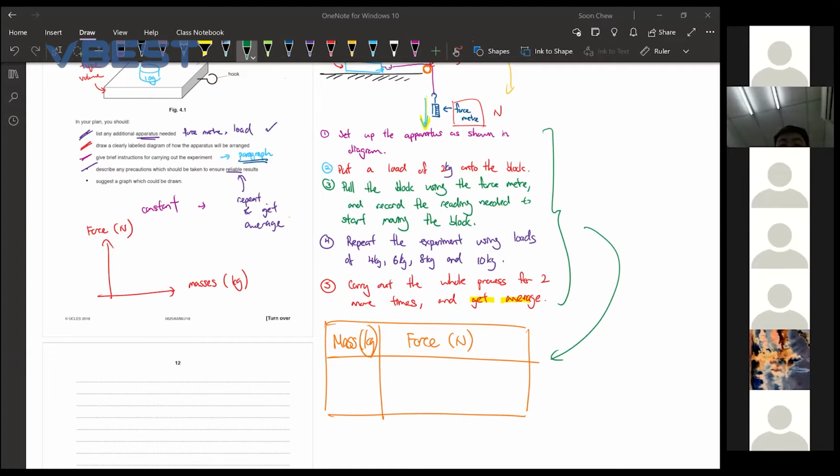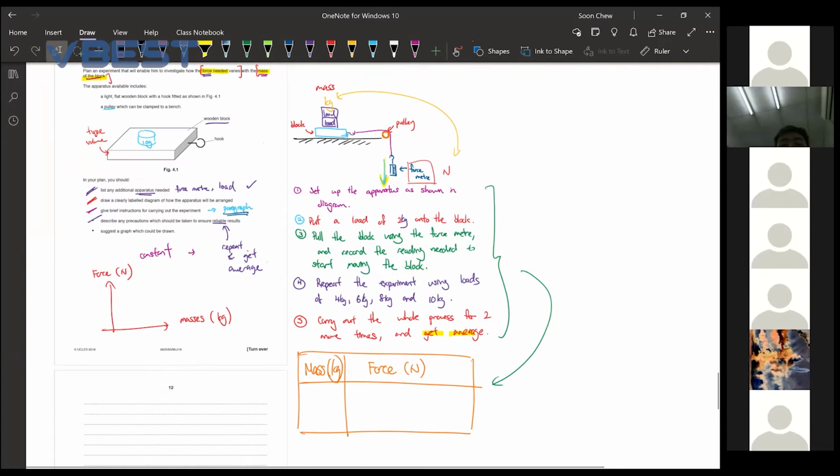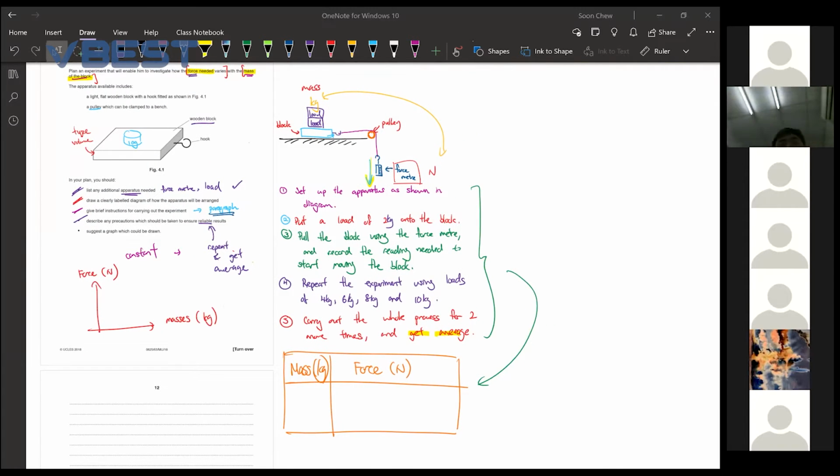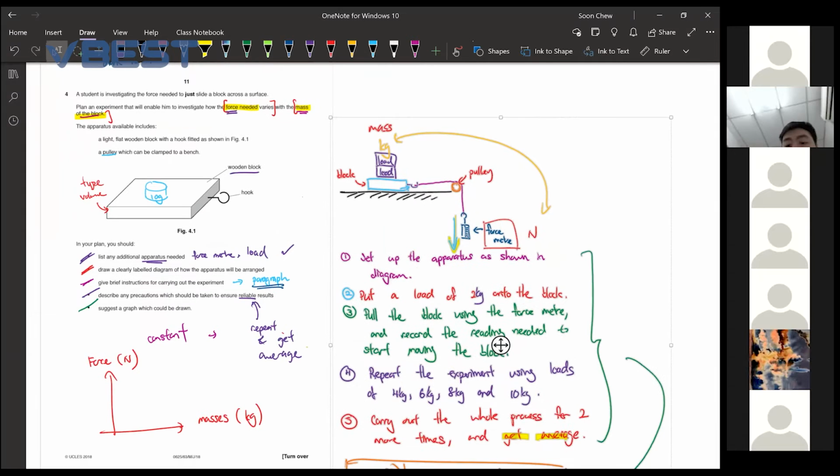No, you don't need to draw a line for the graph because they are just asking you what graph they can draw. You haven't done the experiment, so you don't have data. Okay, so yeah, you can screenshot it already. Alright, once you answer all the questions right, then it should be enough for you to get the 7 marks.